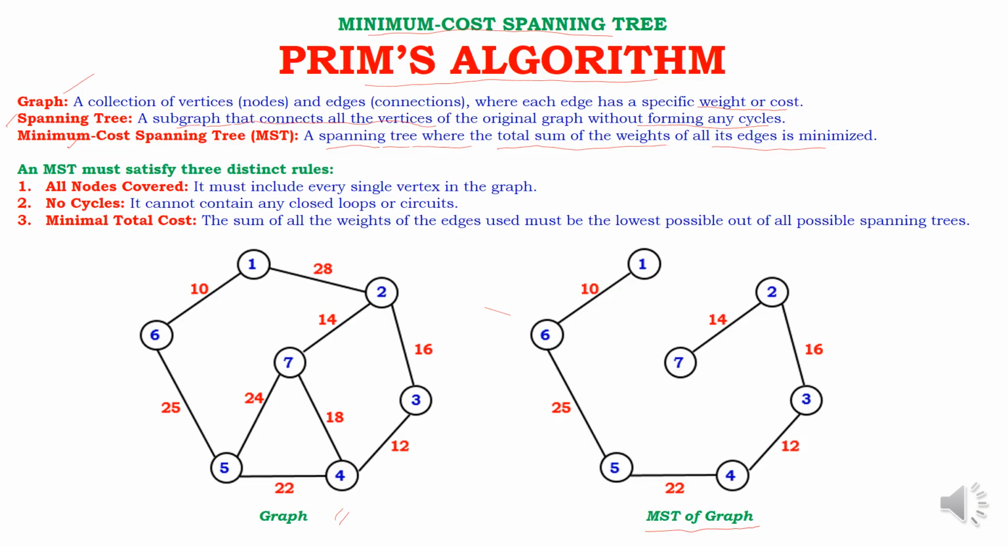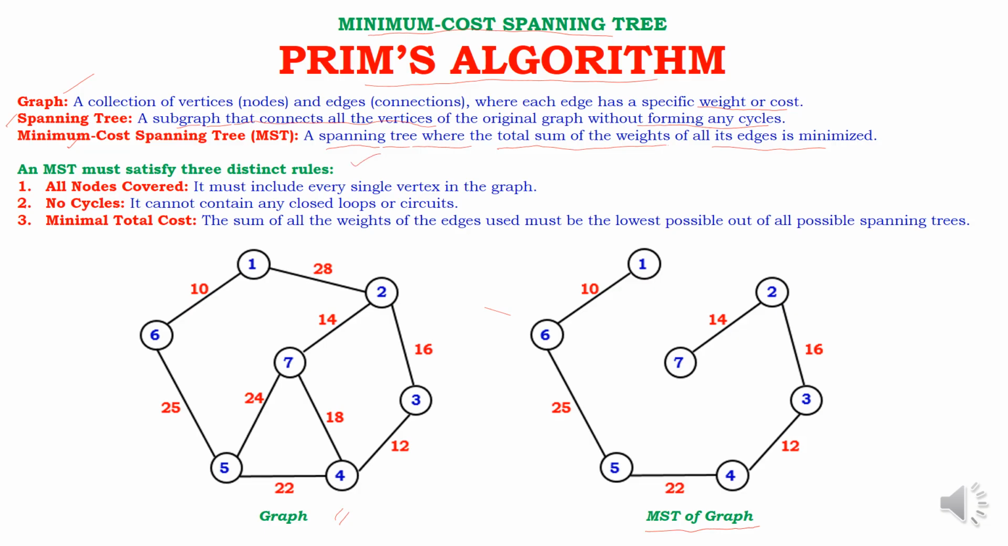You may get any number of spanning trees, so many spanning trees from a graph, based on the number of vertices and edges. Out of all these spanning trees, we are going to find the minimum cost spanning tree, meaning the total sum of all the edges is minimum. That is said to be a minimum cost spanning tree. Then a minimum cost spanning tree must satisfy three distinct rules.